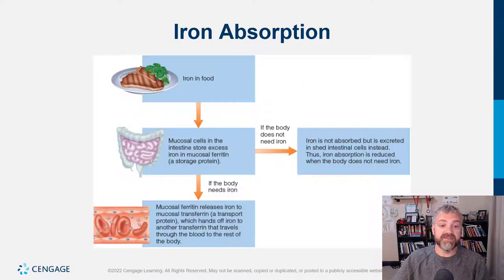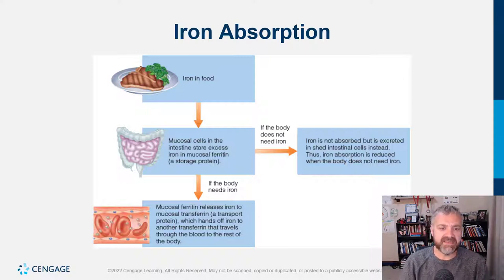All right, so let's look. This is a really good picture. So we take the iron from our food, like looking at that plate, we'd see there'd be some heme iron in the meat as well as non-heme iron. There'd be non-heme iron in the broccoli. So the iron in our food is taken up by the mucosal cells in the intestine, and they store that iron as what's called mucosal ferritin, which is a storage protein.